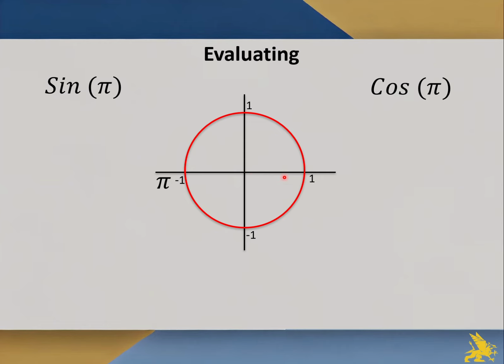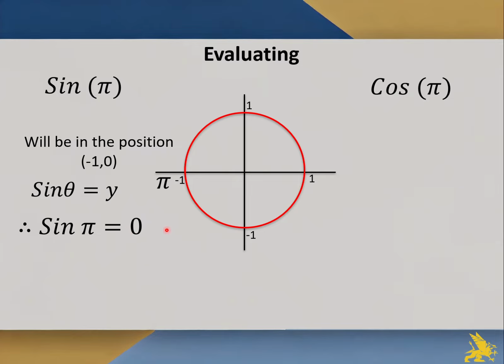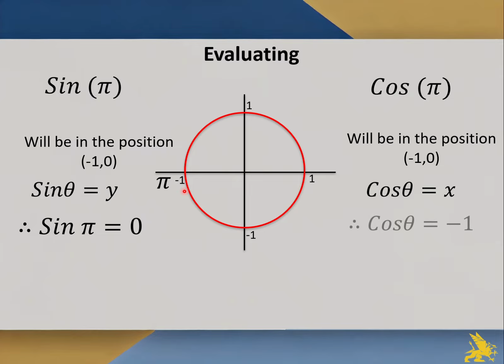Now, if we are wanting to evaluate, we are just needing to be thinking about whereabouts is it on our unit circle. So sine pi, well, first pi is referring to this area here. So the position is -1, 0. Sine refers to the y. So the y value here is 0, which means sine pi equals 0. For cosine pi, again, we know the position is over here at -1, 0. Cosine refers to the x value. So the x value here is -1, so cosine pi will be -1.